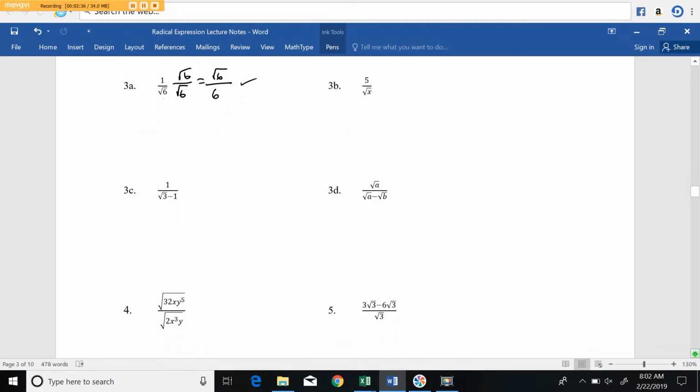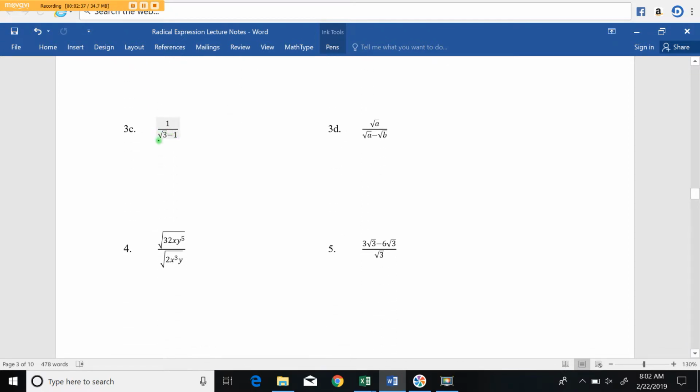All right, 3c here. Okay, rationalizing these. So to get rid of this root 3, you have to multiply by this quantity, and you'll see why when I do the multiplication. We're going to multiply it by root 3 plus 1, top and bottom. And the reason this works is because of the FOIL process. You'll see 1 times root 3 plus 1 is root 3 plus 1.